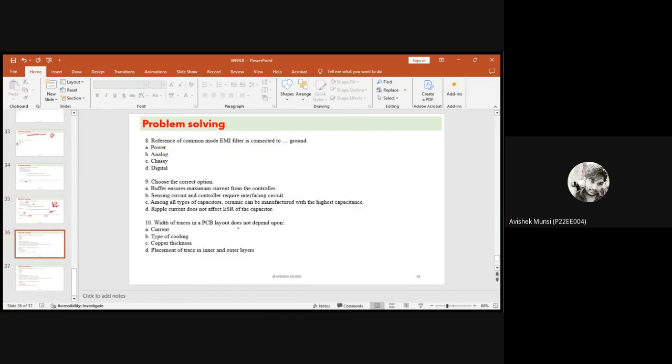Next, the last set of three questions. The reference of common mode in EMI is connected to dash ground. You have to answer the blank. And the width of the traces doesn't depend upon what. Let's choose the correct option, number 9. Try to answer these three. This is the last set of questions. And if you have any doubt in between, you can ask about that also.